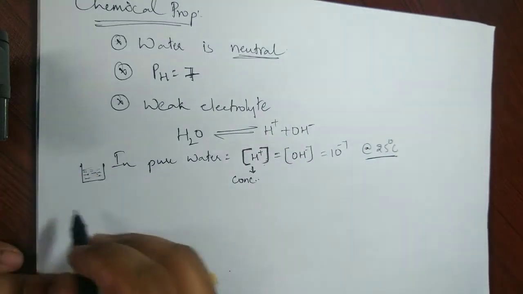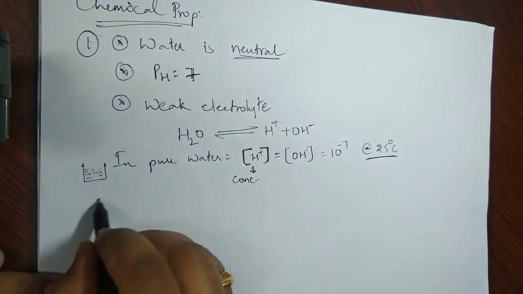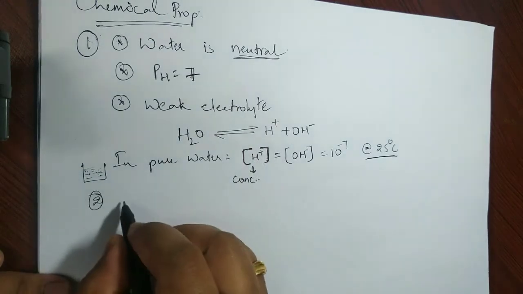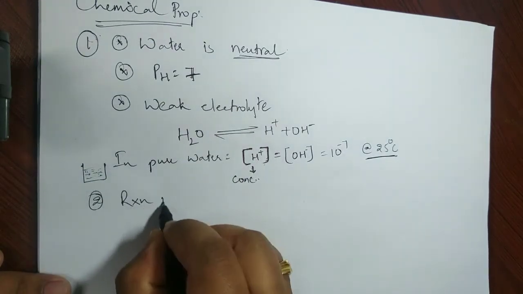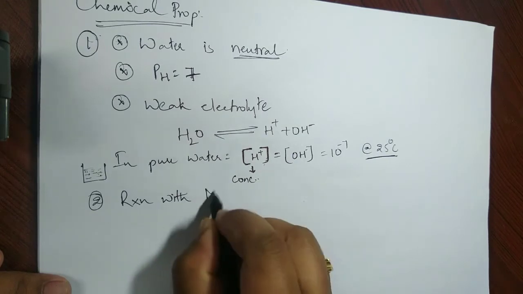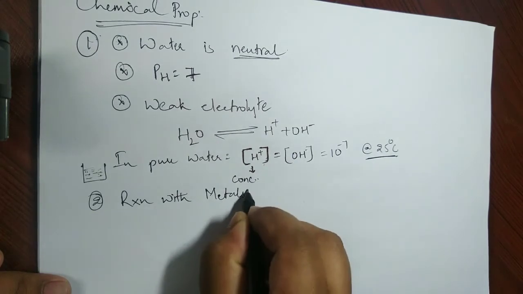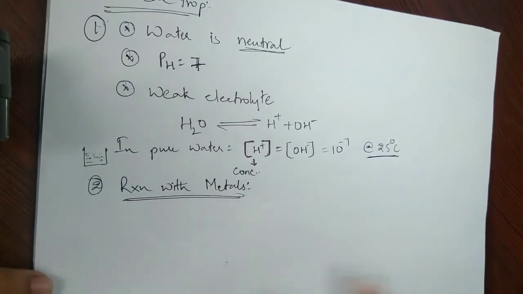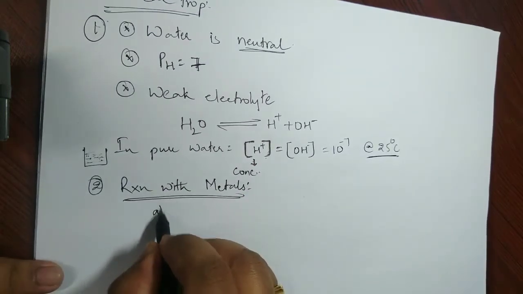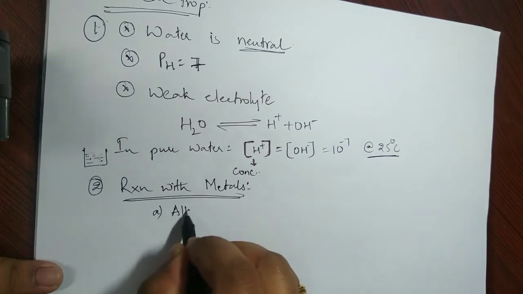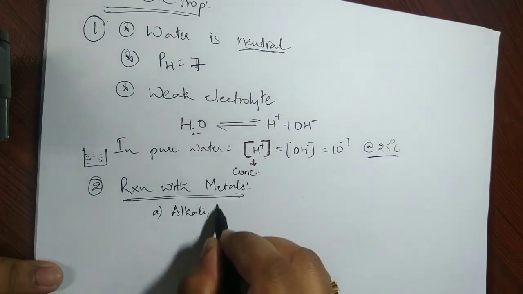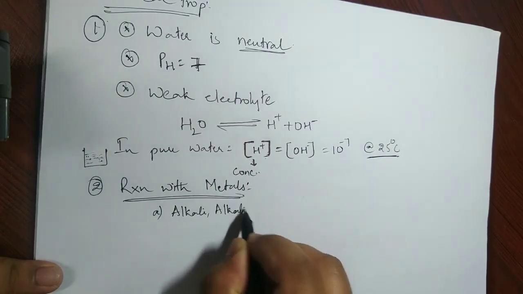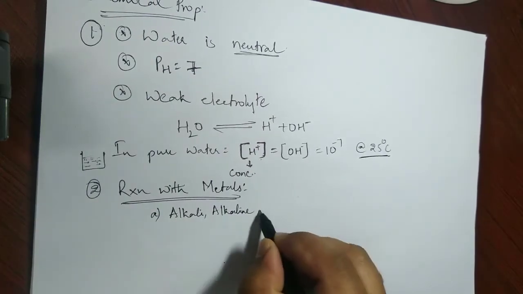The second one, reaction with metals. Okay, I divide the metals into 3 segments. Okay, one, or A, alkali metals, because they are very important. Alkali metals and alkaline earth metals.